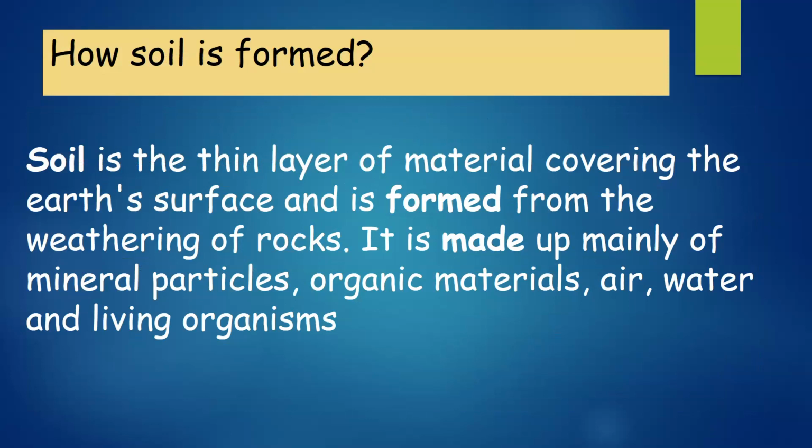How soil is formed. Soil is the thin layer of material covering the Earth's surface and is formed from the weathering of rocks. It is made up mainly of mineral particles, organic matter materials, air, water, and living organisms.